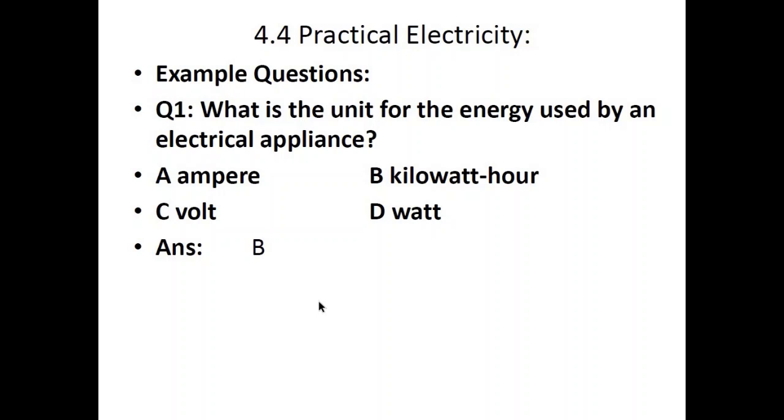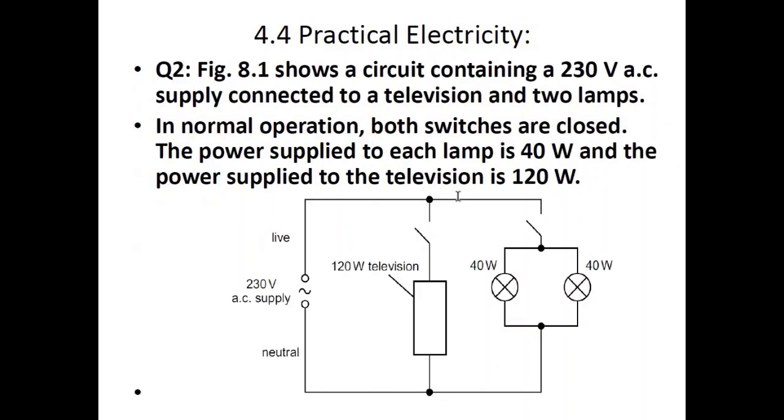Example questions: what is the unit for the energy used by an electrical appliance? Obviously kilowatt hour. We do not have any other unit for that. Figure 8.1 shows a circuit containing a 230 volt AC supply. Here is the supply.